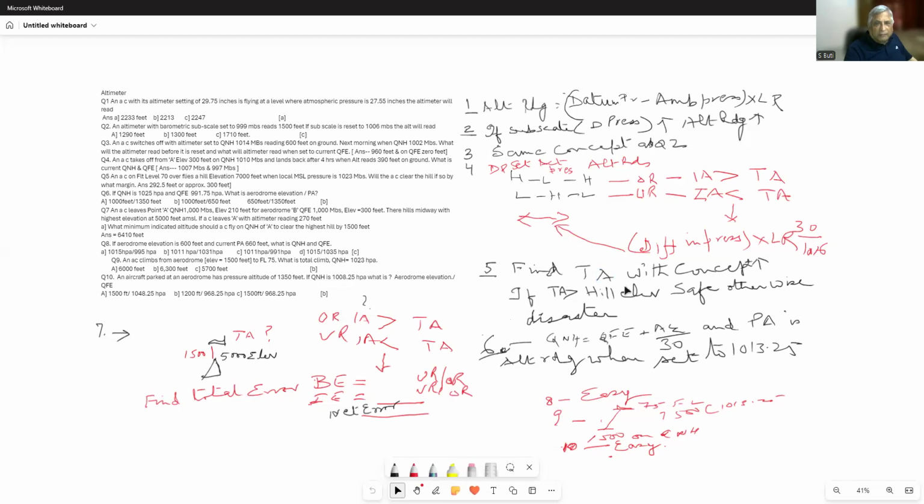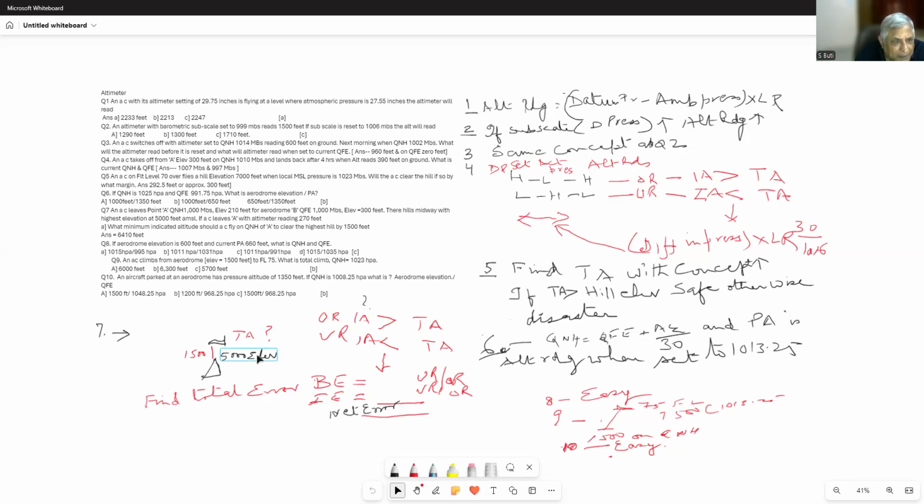Question number 5 is again based on this concept. Question number 6 is based on the definitions that QNH is QFE plus aerodrome elevation by 30. On QNH, the altimeter gives you indicated altitude, or rather the altitude. And on 1013.25, the altimeter gives you pressure altitude. Question number 6 is based on that concept.